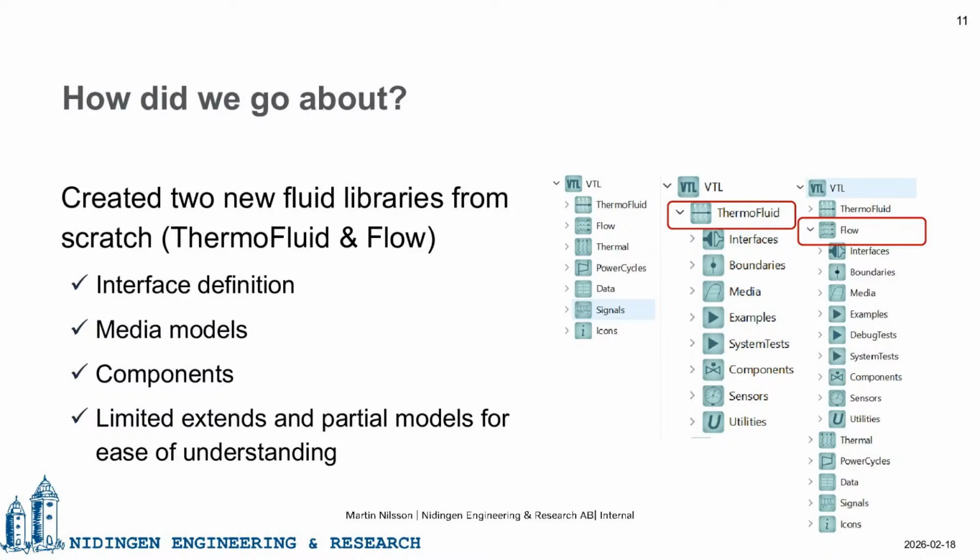We had a new interface definition. We created new media models based on the structure that we wanted. I will show you some examples. We created a full set of components. And as a design principle for these libraries, we use limited extents in Modelica. You can extend forever if you want, but we have limited extents, and we don't use very many partial models, which goes contrary to the software engineers' thing that you should reuse and make maintenance easy and bug fixes only in one place and so on.